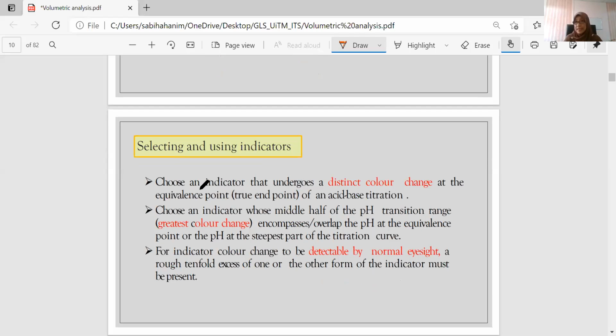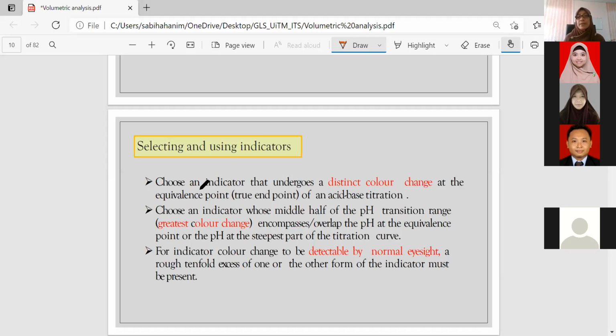So how do you select the indicator? Selecting and using indicators. First, choose an indicator that undergoes a distinct color change, a very sharp color change that we can differentiate, at the equivalence point. Second, choose an indicator whose middle half of the pH transition range overlaps the pH at the equivalence point, because then we get the greatest color change. Third, the indicator color change must be detectable by normal eyesight. We can see it with the naked eye. That is how we select and use indicators.